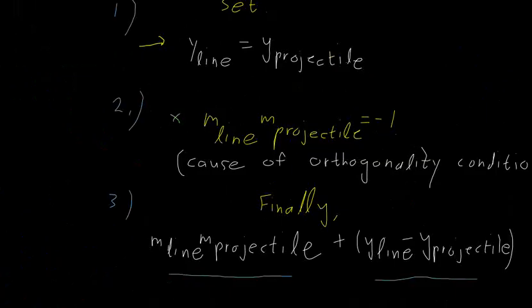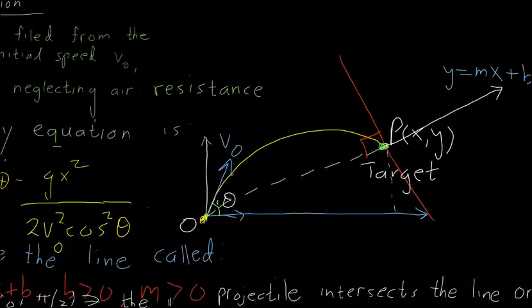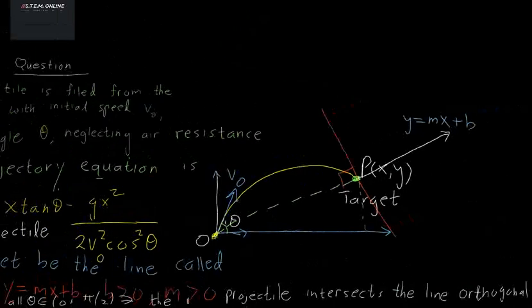And the hidden key is the intersection tells you the location. That's all it tells you. The slope tells you the direction, and the orthogonal impact requires both. That's the whole thing to the problem. And that is it.